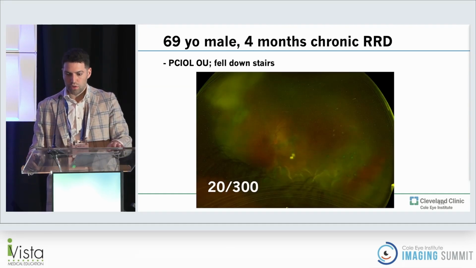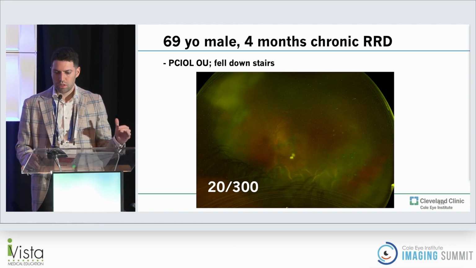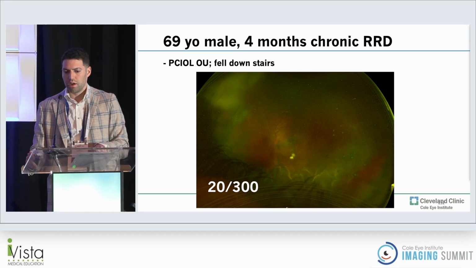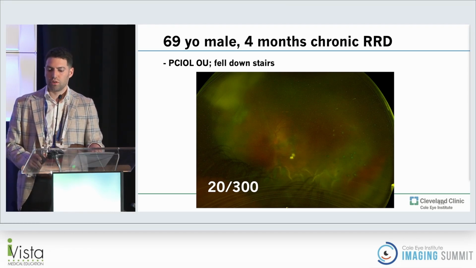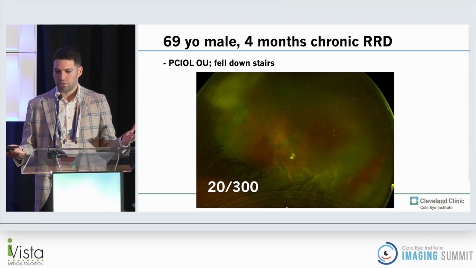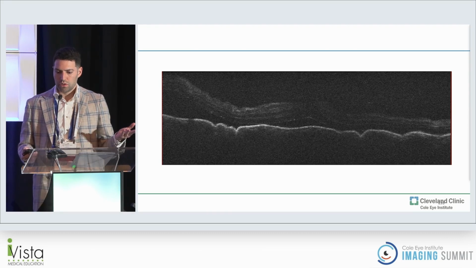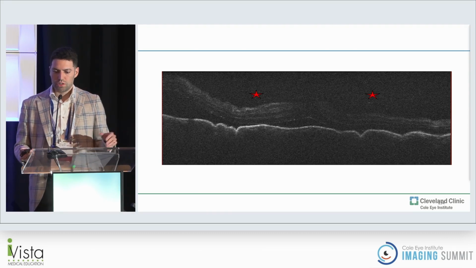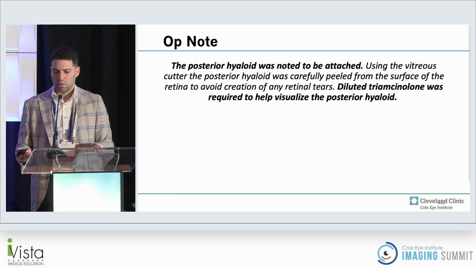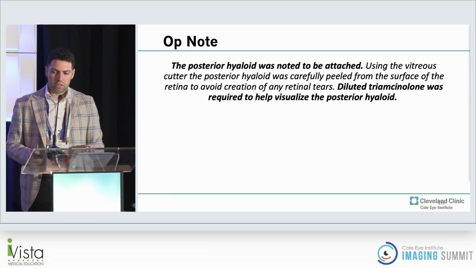So we're going to transition to another pearl, but still stick to the hyaloid for now. This is a 69-year-old male, 4 months of a chronic RD, pseudophakic, and had a trauma. So this guy has a lot of risk factors for a PVD. Trauma, pseudophakia, rhegmatogenous RD, 69 years old. So if you look here, you see that this patient's hyaloid is down. So posterior hyaloid is known to be attached.